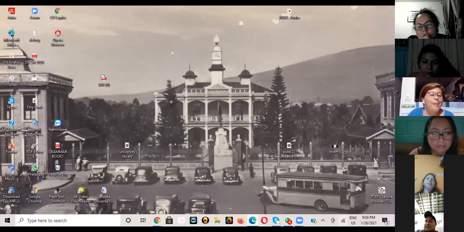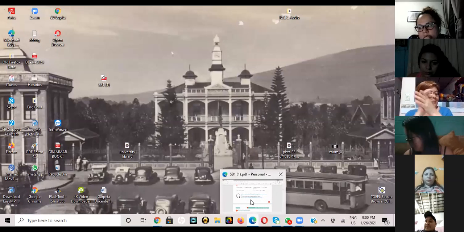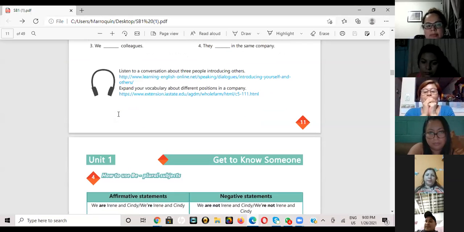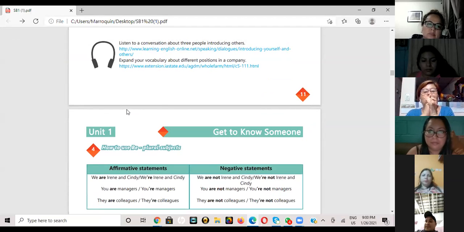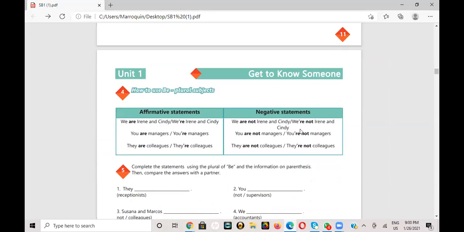Vamos a ver. Where's the book? ¿Qué es el libro? Aquí está el libro. All right. So, look here. Okay, we are on page, how do you say 12 in English? 12. We're on page 12, yes.